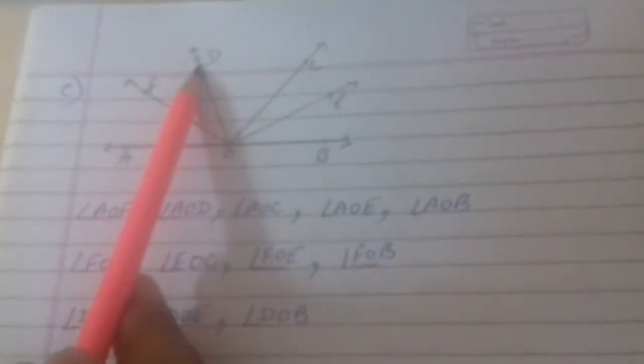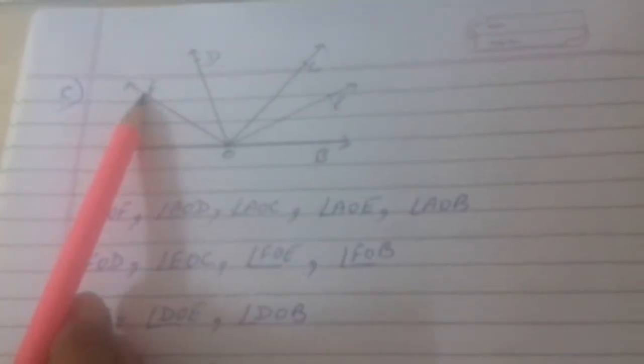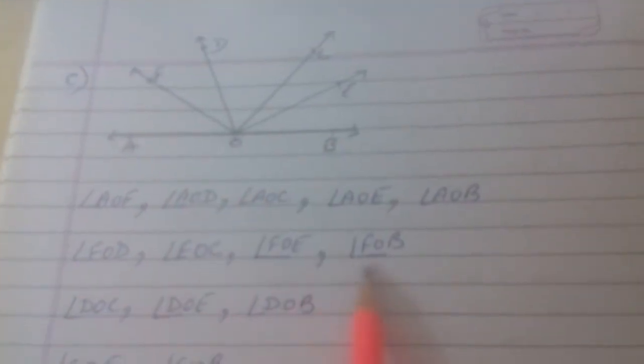Now we'll start from F. FOD written here, then FOC, okay, then FOE, and then FOB. I wrote all the angles.